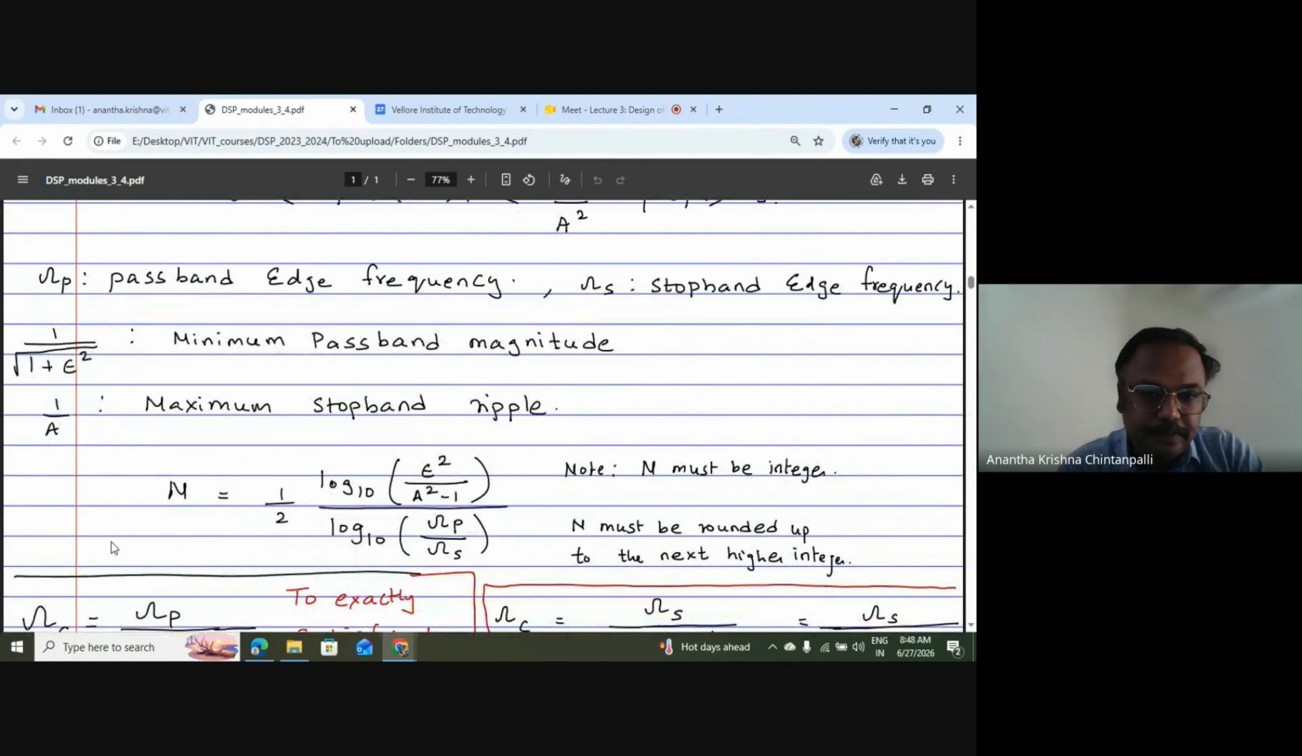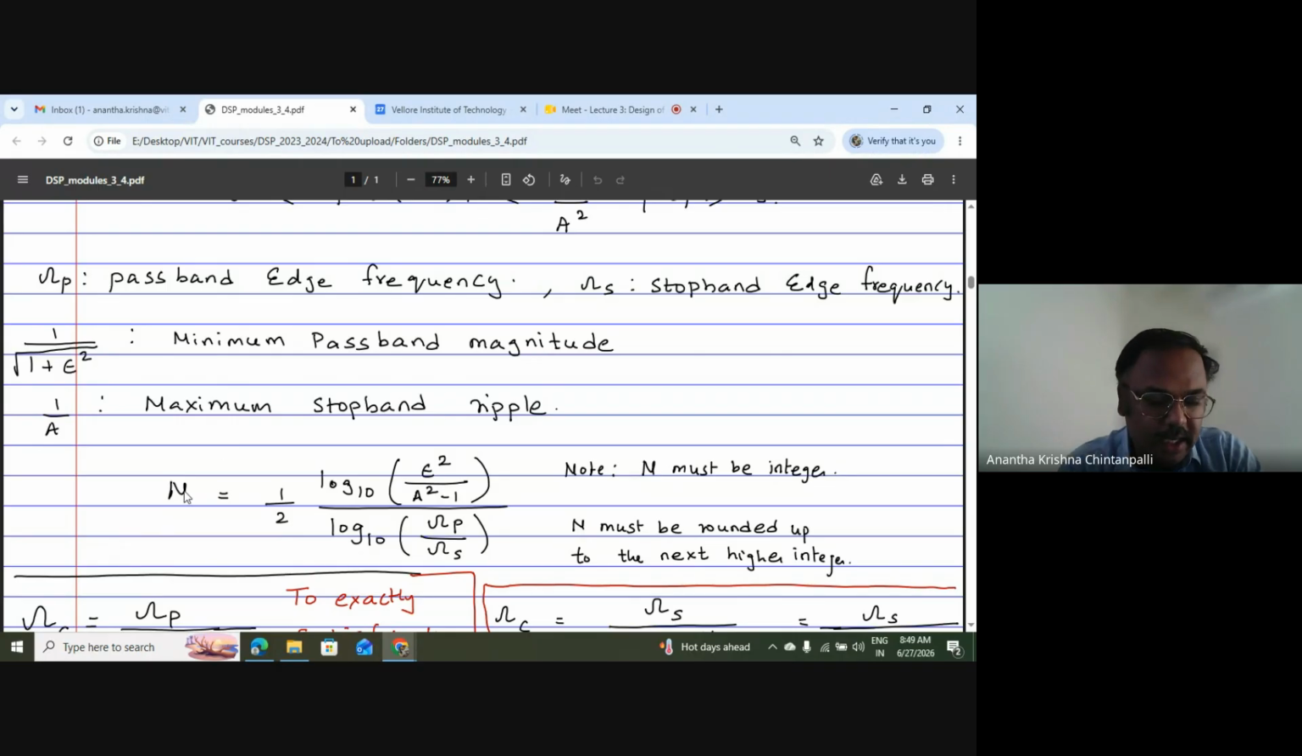Now, how do you determine the filter order? There is a proof which we can go through, in order to facilitate the student's conceptual understanding. I'm not going through the proof here, but if required, we can discuss that later as well.